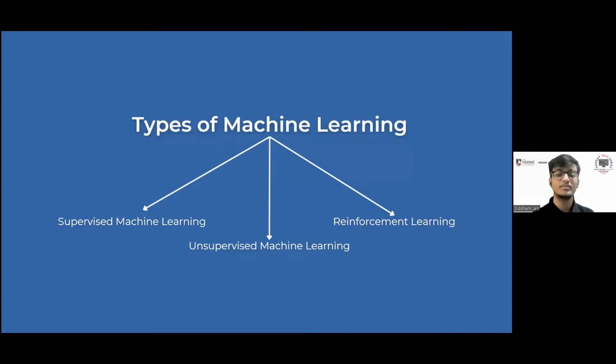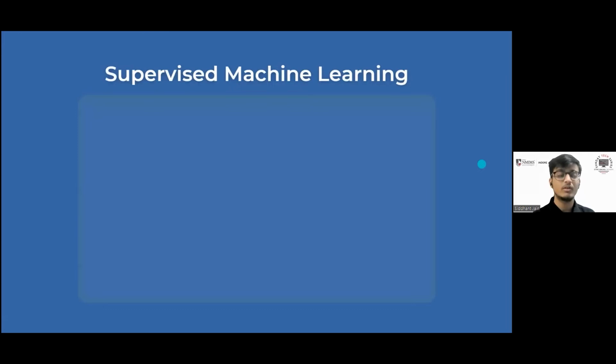The second type is unsupervised machine learning. In unsupervised machine learning, there will be training data, but it won't be labeled. The third type is reinforcement learning. In reinforcement learning, the system learns on its own. Now, let us explore each type in detail, starting with supervised machine learning.